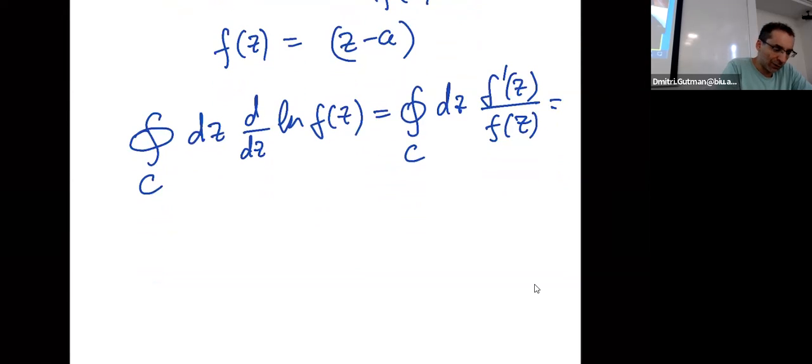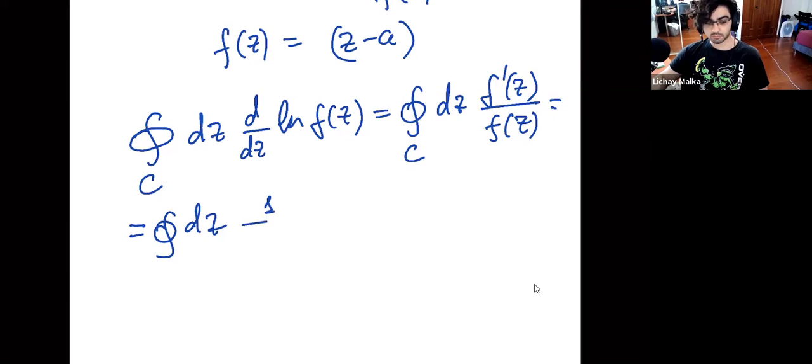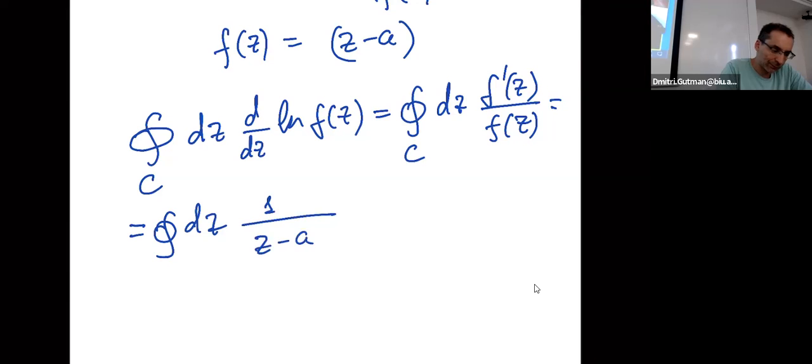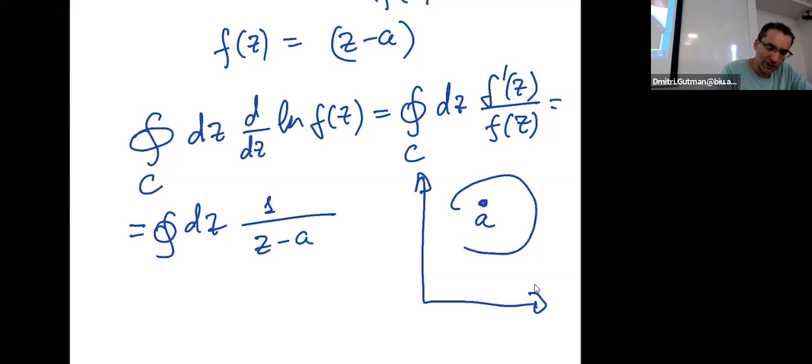But now, for this specific example, the derivative of function f of z is equal to 1, correct? And f of z is equal to z minus a. So if on the complex plane Z there is a point Z equal to A, and there is a contour that encompasses this point, then what can we tell about this integral?